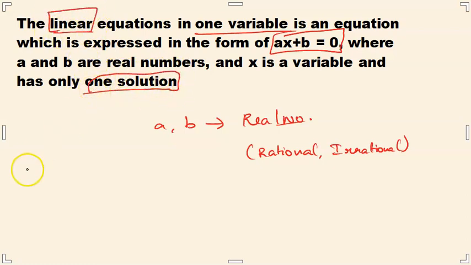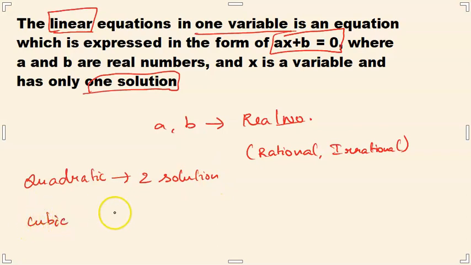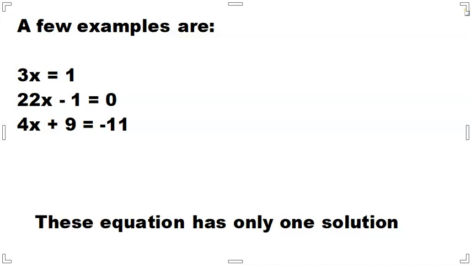And remember, for a linear equation, you will get only one solution. Suppose it was a quadratic equation, something with degree 2, right? So it has two solutions. And coming to the cubic equation, it is formed with degree 3. So it has three solutions. So based upon the degree, it has the solutions.